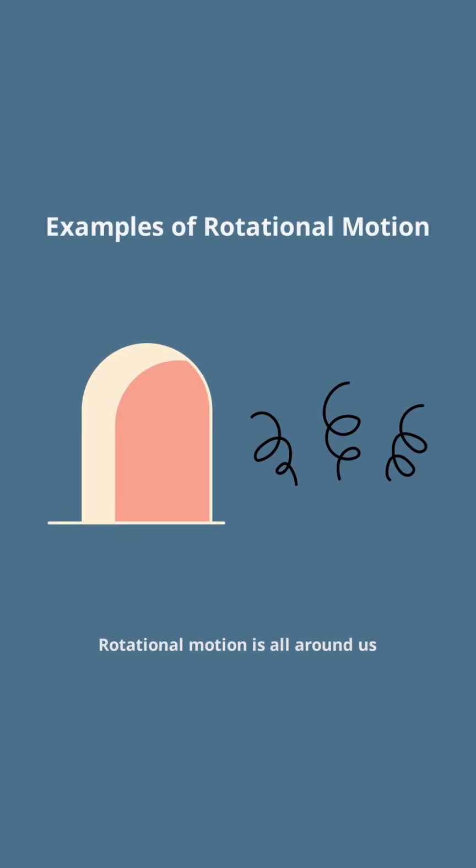Rotational motion is all around us. Ceiling fans, potter's wheels, and merry-go-rounds are classic examples. In each case, the body rotates about a fixed axis, and every point on the body traces a circular path. The axis of rotation is the line about which the body spins, and understanding this motion helps us analyze everything from household appliances to planetary orbits.